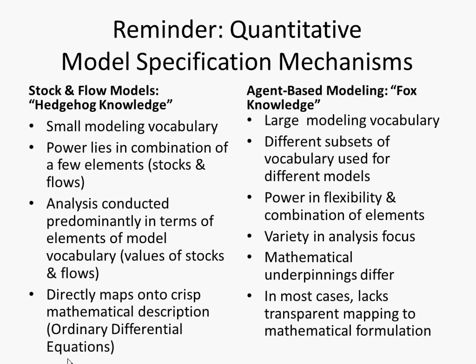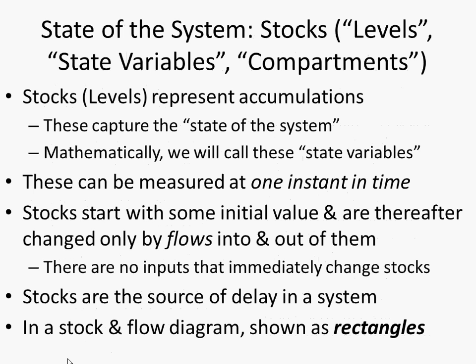Here, in agent-based modeling, we'll be dealing with a much larger set of different primitives. Okay, let's talk about stocks and flows. So, what are stocks? Stocks in system dynamic modeling go by many different names. They go by levels, by state variables, by compartments. They denote, ladies and gentlemen, accumulations.